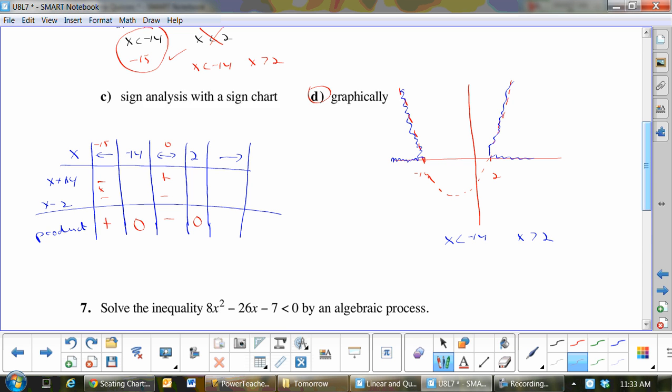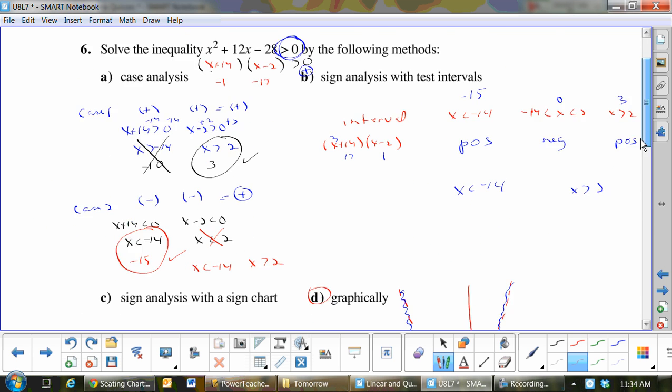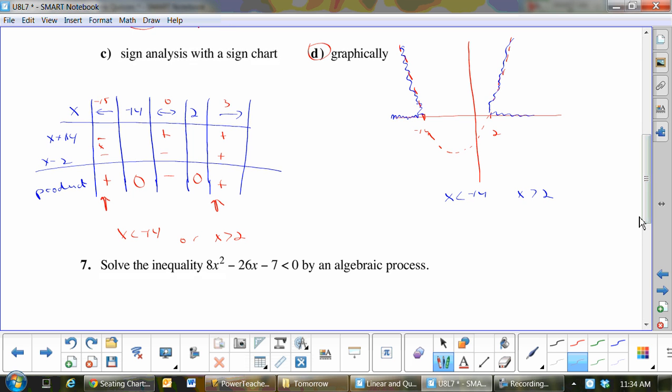When it is 2, it's going to be 0. What's greater than 2? Try 3. 3 plus 14, that's a positive. 3 minus 2 is a positive. Gives me a positive. Okay, again, what did the question ask? When is this graph positive? It's there. When x is less than negative 14, or when x is greater than 2. So there is the last 2 lessons summed up in one question. Okay? So it is 4 different ways to do the same question.